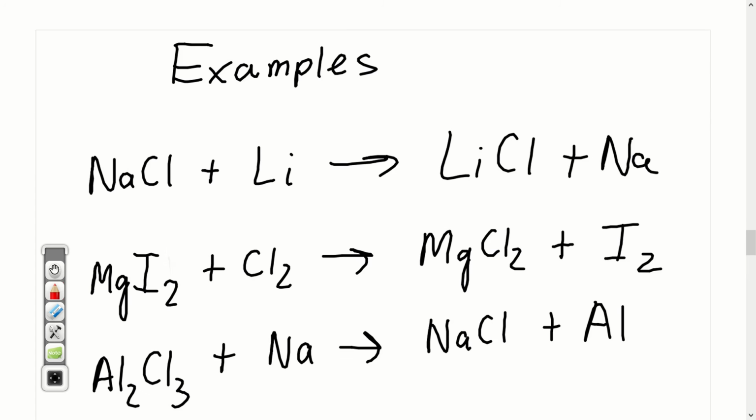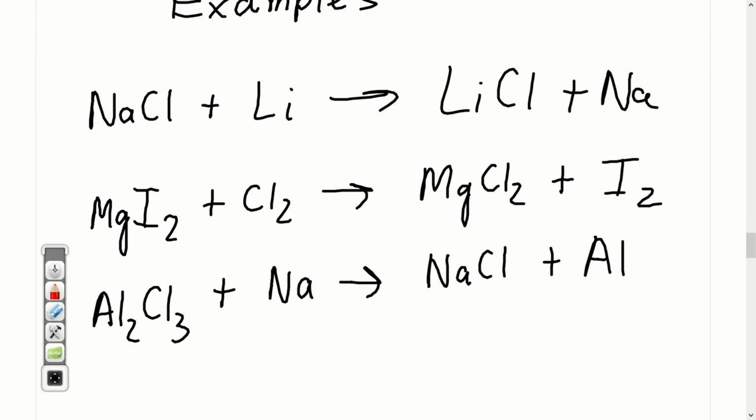So here's examples again. All right. So let's show this one a little bit more. AX plus B. B is a metal, lithium's a metal, so it's going to go in and take out A. And so all of a sudden now I have BX plus A. And this one's actually already balanced. 1 Na, 1 Na, 1 Cl, 1 Cl, 1 Li, 1 Li.